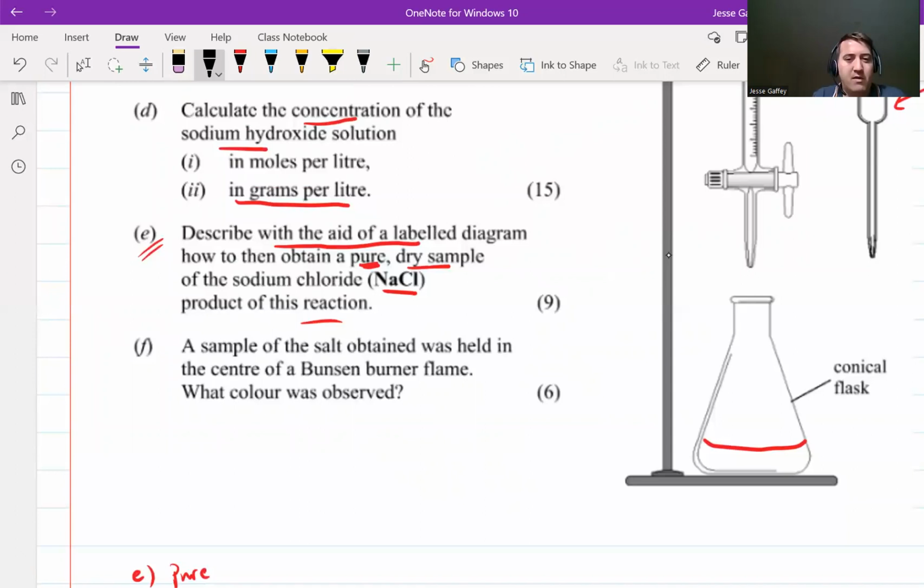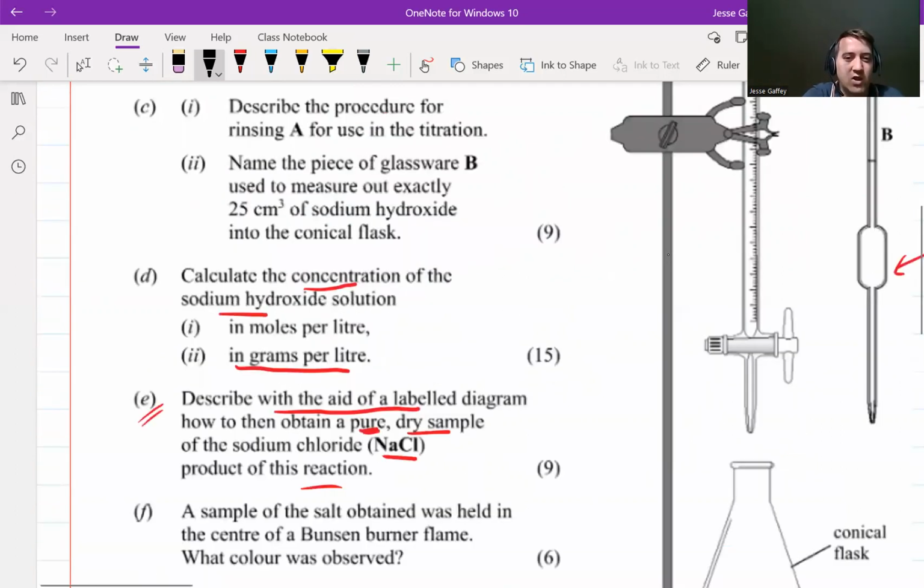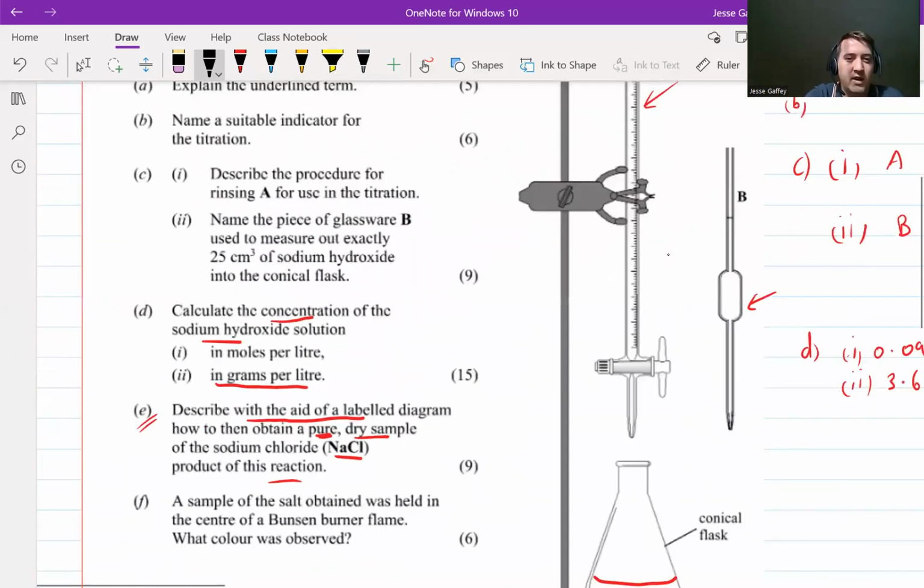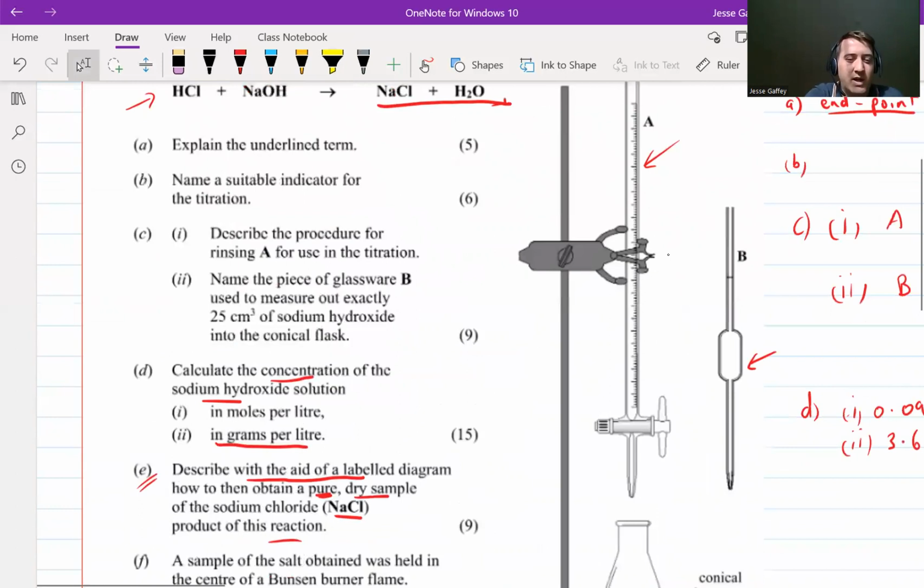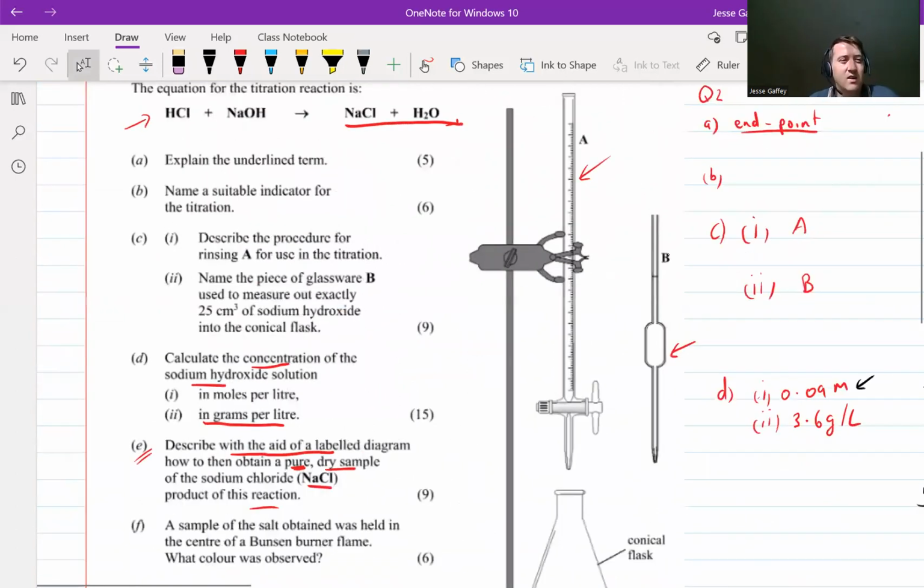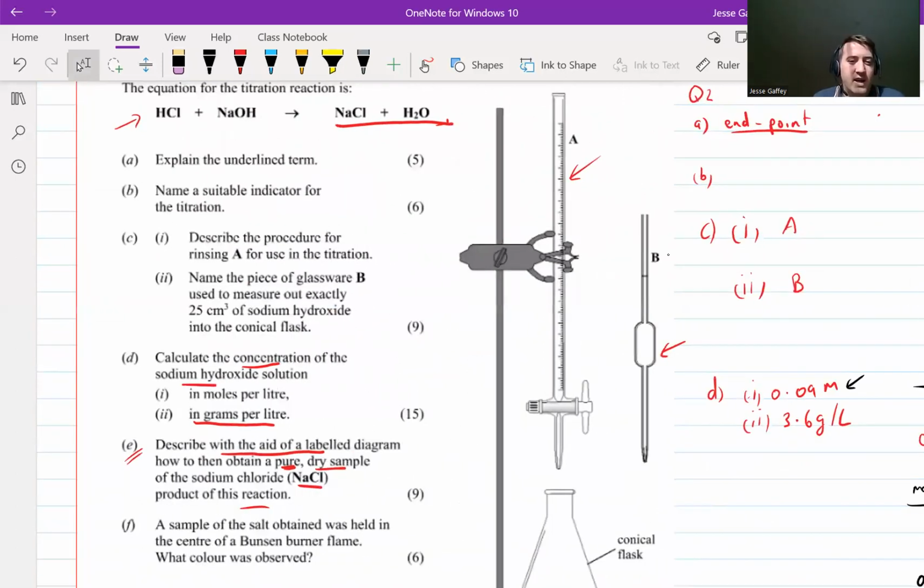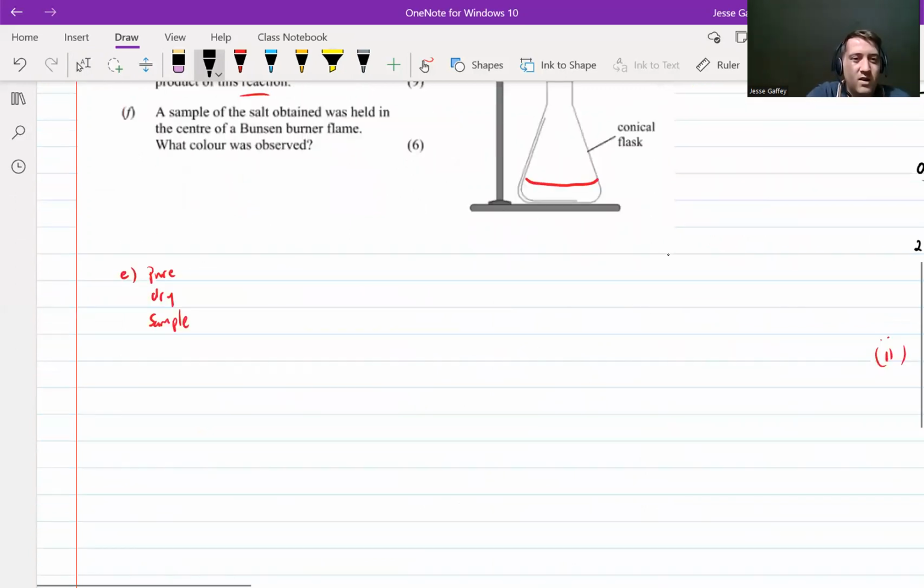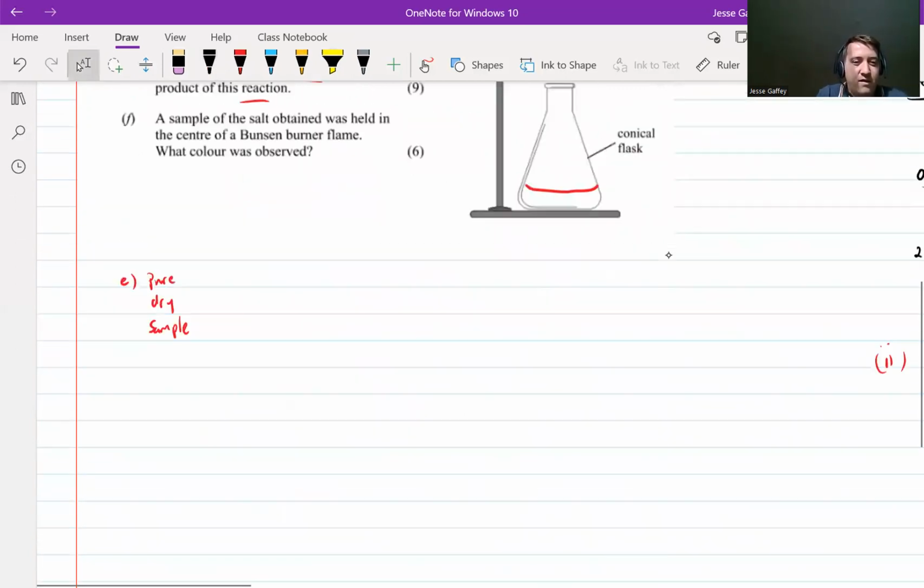Okay. A sample of the salt was held in the center of a Bunsen flame. What color was observed? Oh, interesting. They're linking in the titration with the flame test. Okay. So first of all, what is the metal present in the salt? Think about that. And then what is the color if you heated that salt in the Bunsen? Very interesting. Okay. Of course, this is sodium chloride. All right. So for F, what color for sodium?